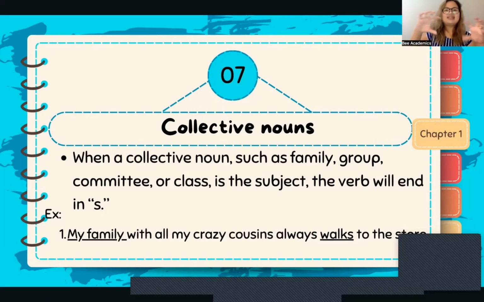You just take out again the phrase. So take out that with all my crazy cousins. So my family always walks to the store.